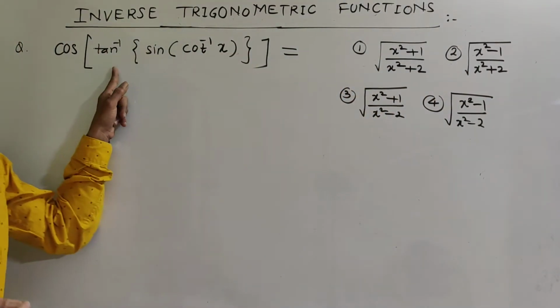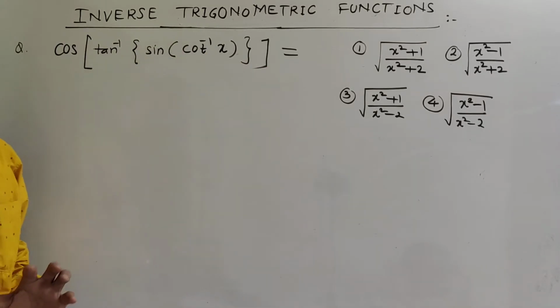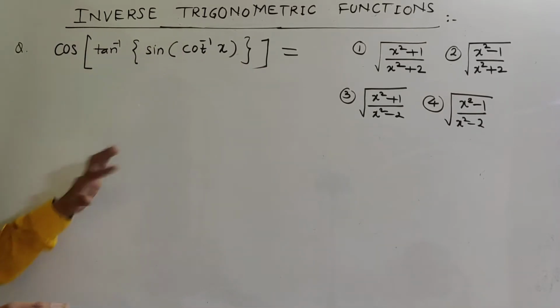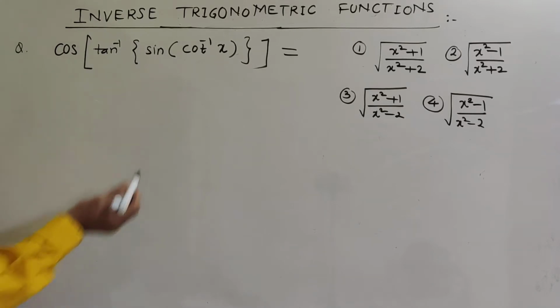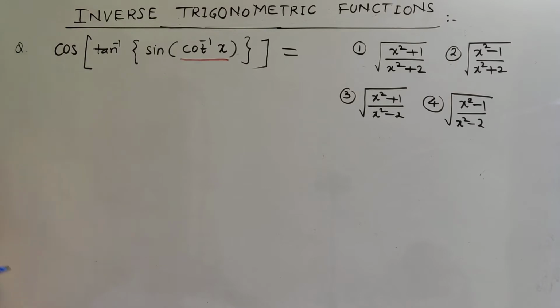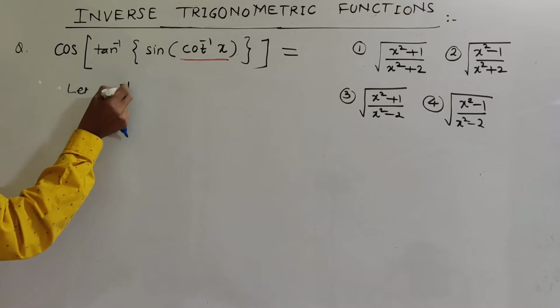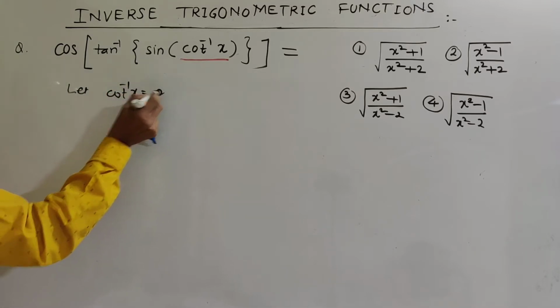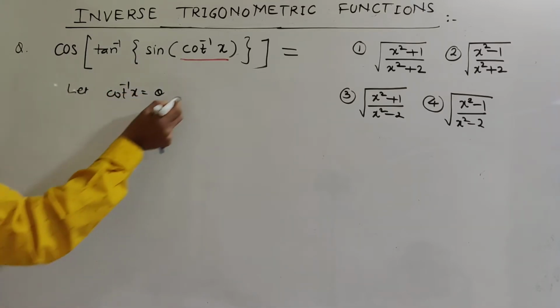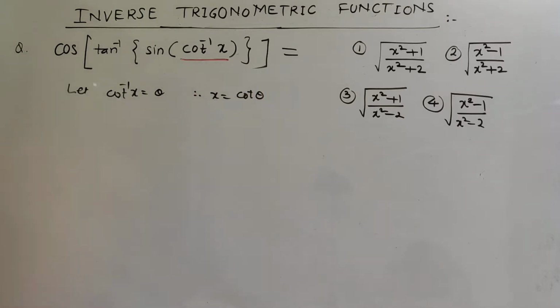Cos of tan inverse of sine of cot inverse of x is equal to what? So how do we solve this? We consider that cot inverse of x is theta. So let cot inverse of x be equal to theta. Therefore we get x is equal to cot theta.